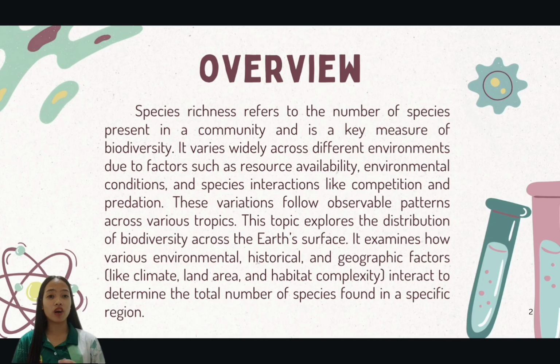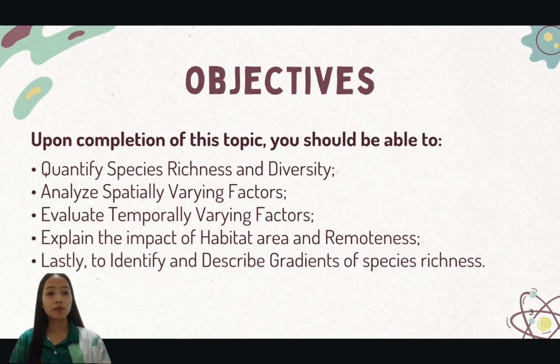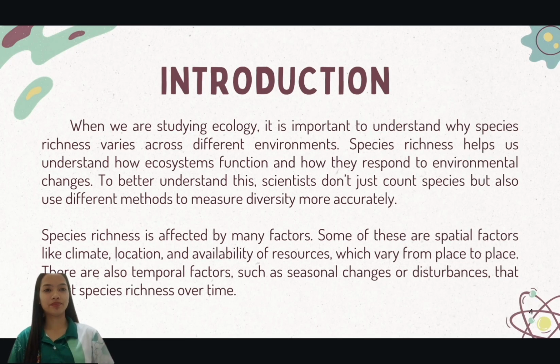It examines how various environmental, historical, and geographic factors like climate, land area, and habitat complexity interact to determine the total number of species found in a specific region. Upon completion of this topic, you are expected to quantify species richness and diversity, analyze spatially varying factors, evaluate temporally varying factors, explain the impact of habitat area and remoteness, and lastly, identify and describe gradients of species richness.